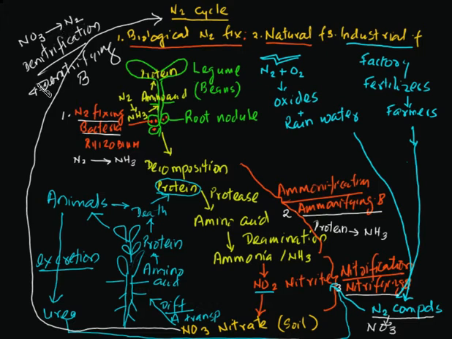These bacteria are not good for the soil. The reason? They reduce the fertility of the soil. And this is a summary of the nitrogen cycle.